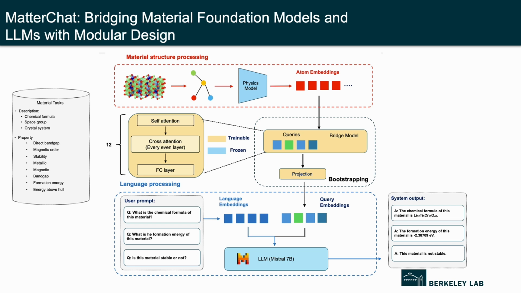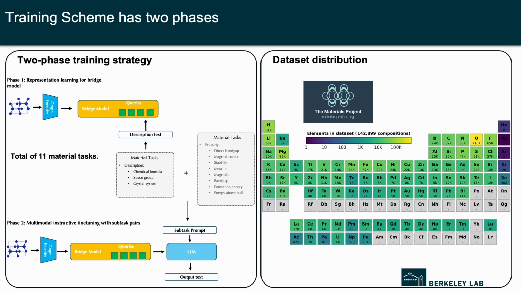Here, the language embeddings come directly from the user prompt. In the text version, the user can prompt questions such as, what is the chemical formula of the material? What is the formation energy of the material, etc. And then the language embeddings are combined with the query embeddings and fed to the LLM, and the LLM will generate the output.